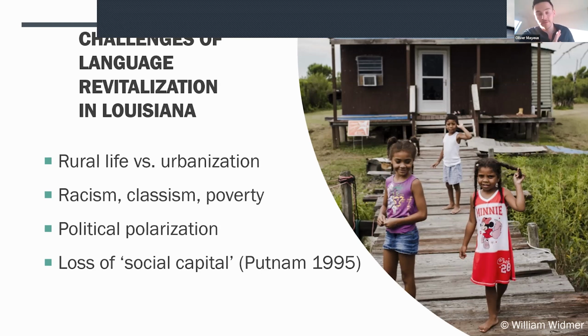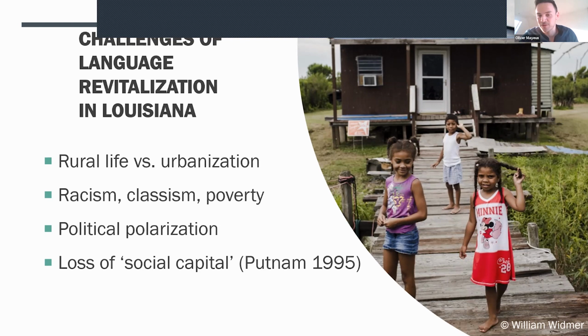As I've touched on very superficially, I have to admit, there are problems involving racism, poverty, and classism. There is a question of the rural population in Louisiana, and especially the elderly rural population. These are the people who are most likely to speak Louisiana Creole, but least likely to come into contact with the young urban people who are interested in learning the language. There's also, of course, the question of political polarization, which is a huge issue in the United States. You can probably remember the issues surrounding the Trump presidency.